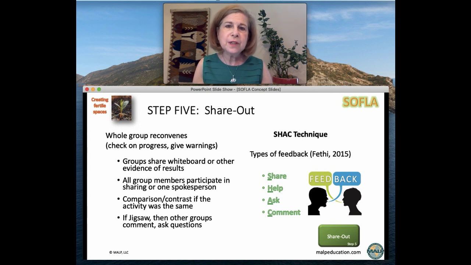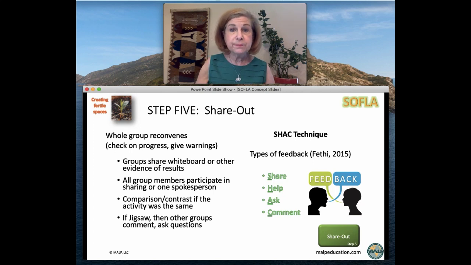So this is Khalid's model, and I use it for after the peer instruction. I use it for after the share out. I use it on the asynchronous platform for blogs, wikis, discussion forums, everything. They're all using SHACK all the time, and I highly recommend it.